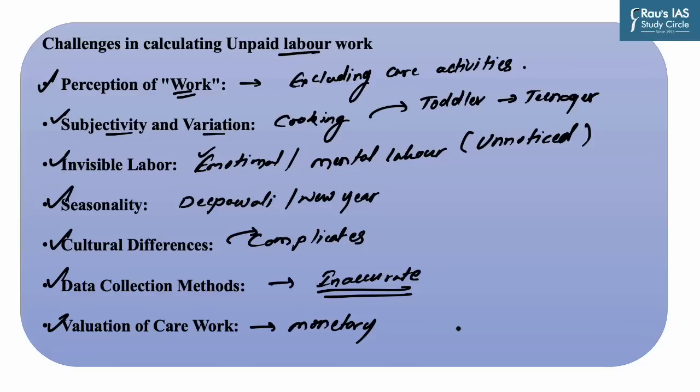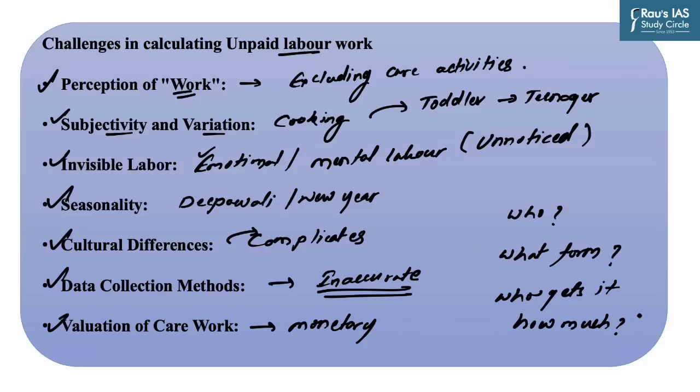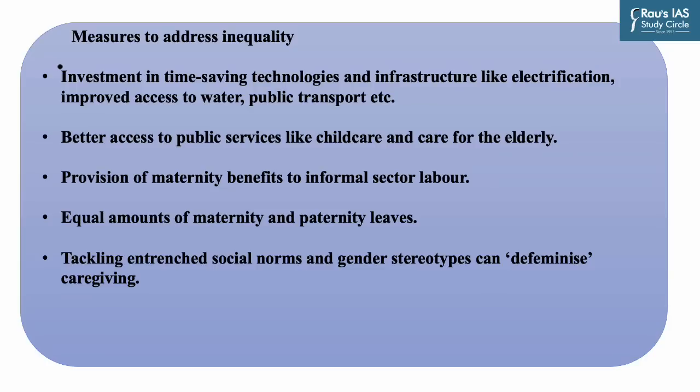Now, to summarize this, apart from the question of implementation, there are questions like who pays, in what form, who gets it, and how much. These questions raise other issues regarding social implications and unintended consequences, whether it would further perpetuate the patriarchal and caste inequalities. So, addressing these challenges requires a holistic approach, which includes steps that will ultimately deburden women from care work. First is investment in time-saving technologies like infrastructure of electrification, improved access to water, public transport, etc. It will save their time and will reduce their physical labor.